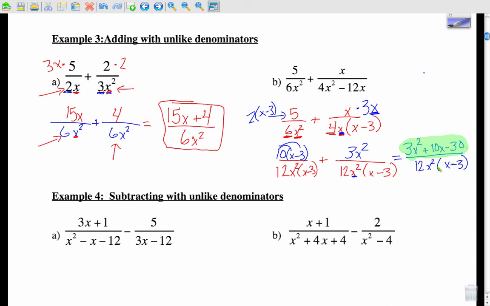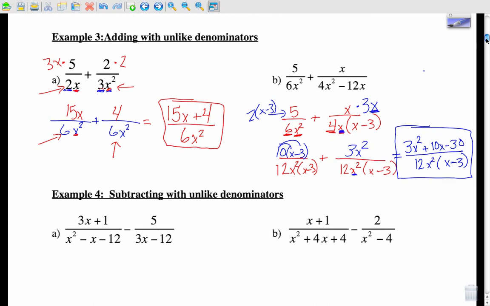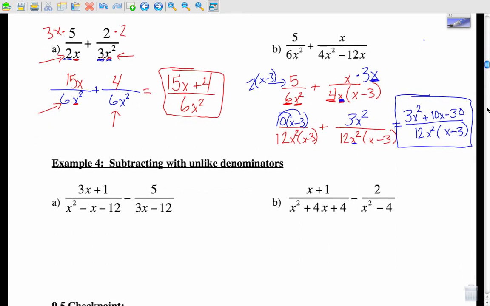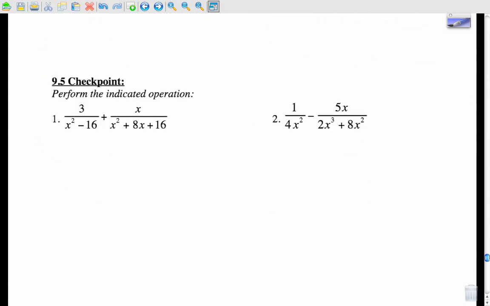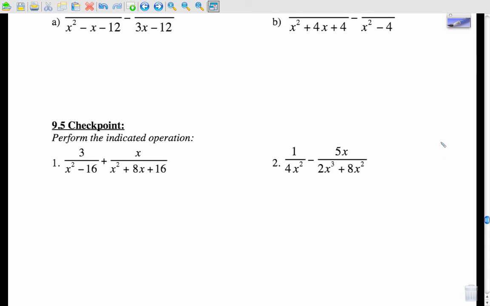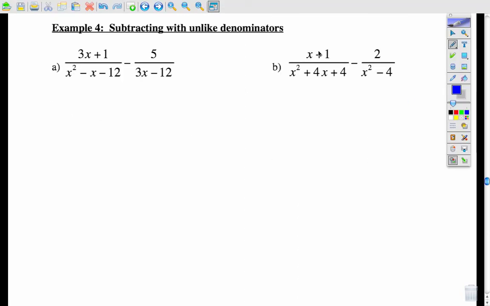Now listen very carefully. You would technically have to check this to see if it could factor and cancel with either the 12x squared or maybe with the x minus 3. You have to factor to see if something cancels. But I'm going to be nice, and I'm going to tell you here it's not going to factor. We are going to get some examples where it will. This one it will not. 3x squared plus 10x minus 30 will not factor to be anything.